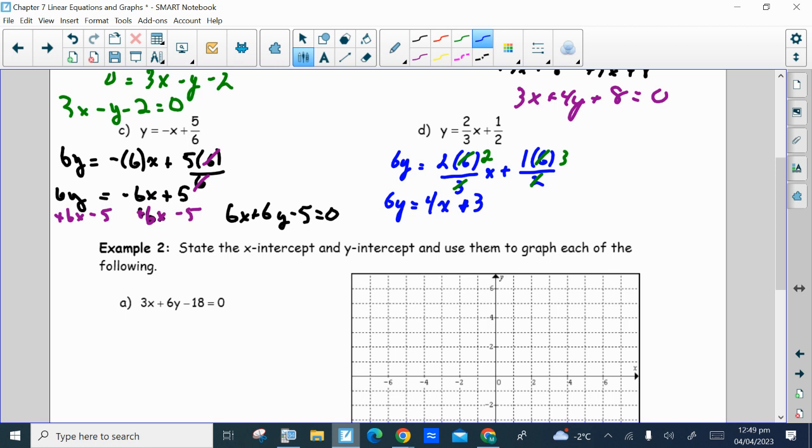Now I need to put everything on one side equal to 0 on the other. Because the x term is positive, I'm going to leave the 4x and the 3 on the right. I'm going to bring the 6y over by subtracting it from both sides. So that leaves me with 0 on the left equaling... Remember the order. X term first, then the y term, which is negative, then the plus 3. So there's the equation in general form.